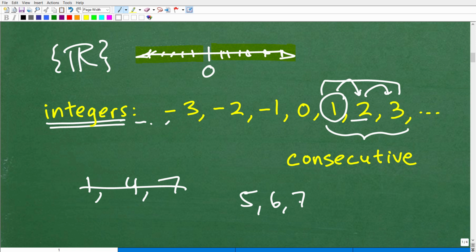Okay, so now that we have an understanding of what an integer is and what consecutive means, let's make sure we understand how to find the average.